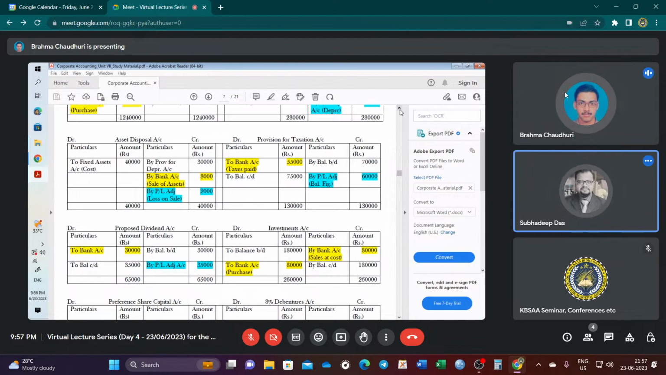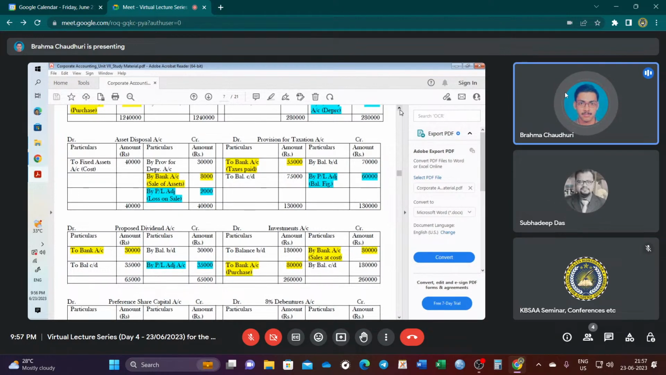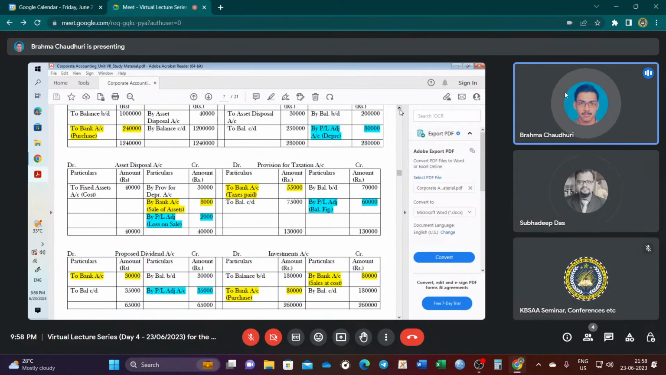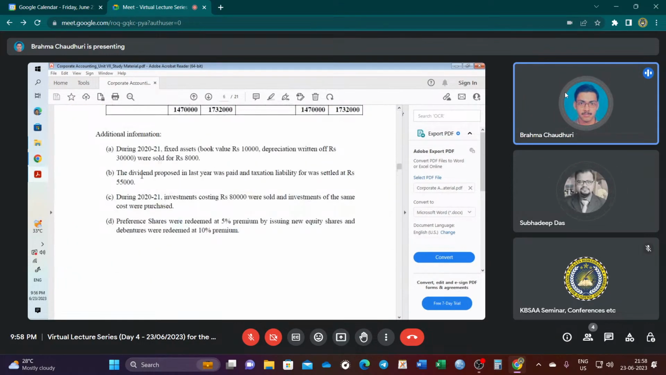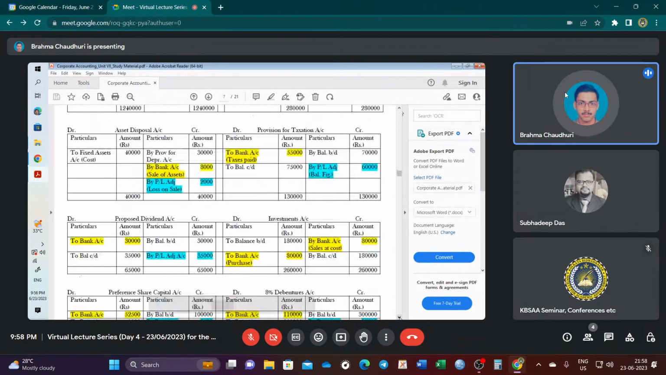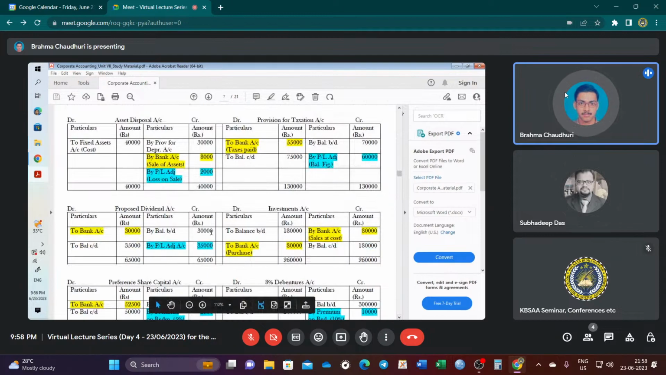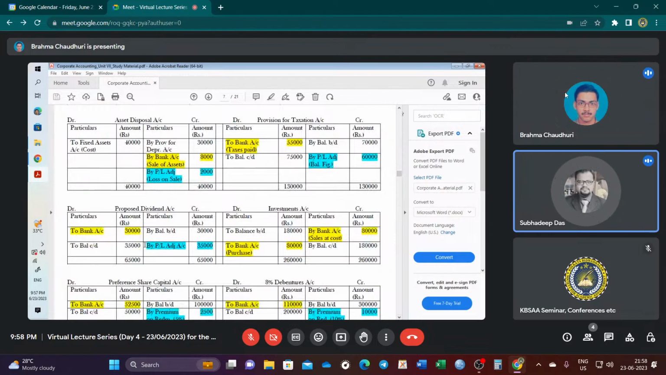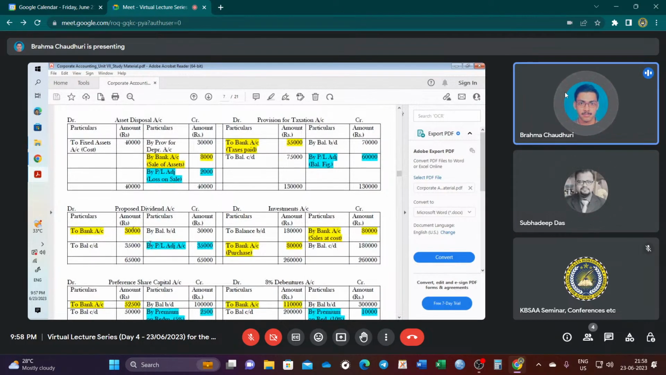We can assume that, and we can show that particular opening balance as to bank account. Like in this case of proposed dividend, you will find that the problem is silent. The problem only states that the dividend proposed last year was paid. So that is why whatever is the opening balance is being paid: proposed dividend by balance brought down 30,000 and to bank account 30,000. The actual amount is the opening balance that is being paid during the year. Yes, sir. Whatever is the closing balance, adjustment is being made for that particular figure, that means by profit and loss adjustment account 35,000. Very good question.